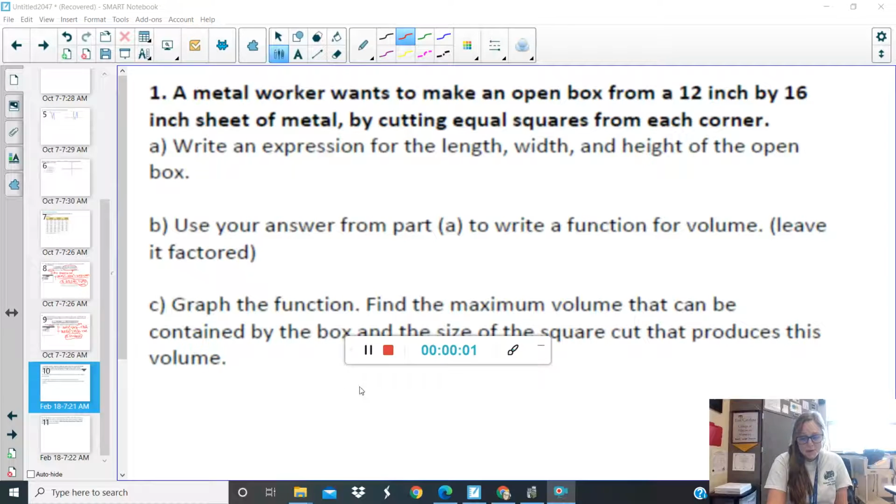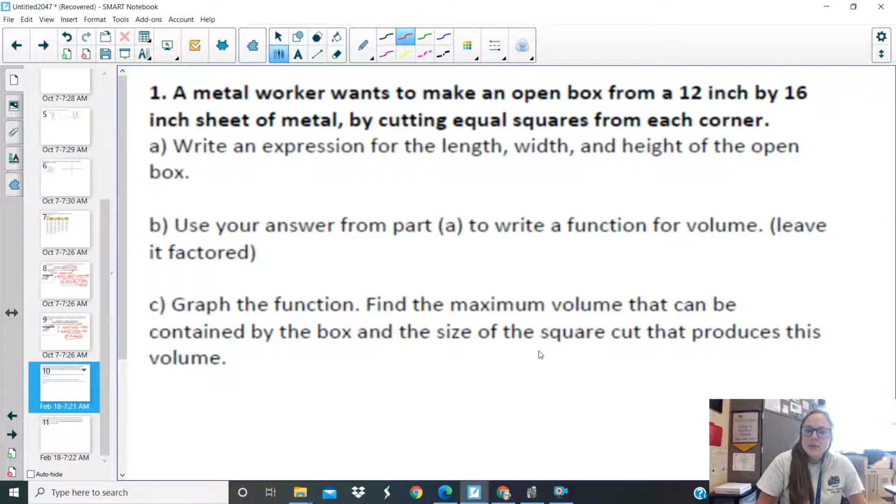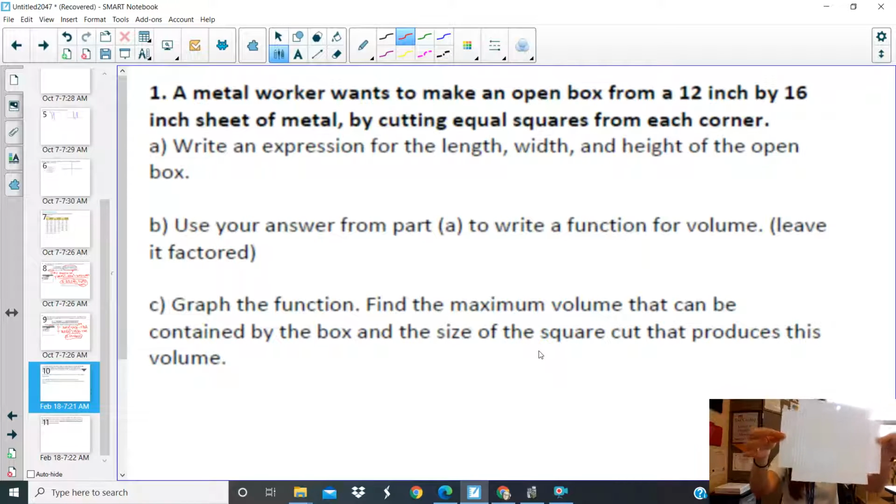Okay, so now on this one, I wanted to be able to show you what the heck this problem is talking about, hence the webcam. This says a metal worker wants to make an open box from a 12 by 16 inch sheet of metal. And he's going to do this by cutting squares from each corner. So essentially, he's going to have something like a rectangle with squares cut out of each corner.